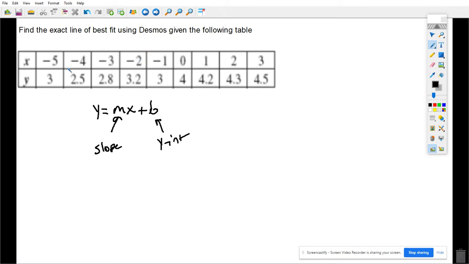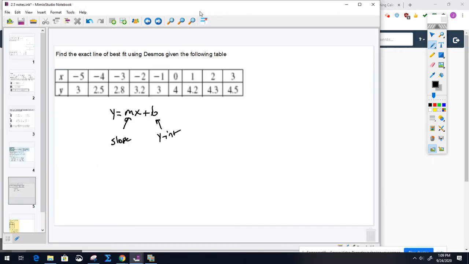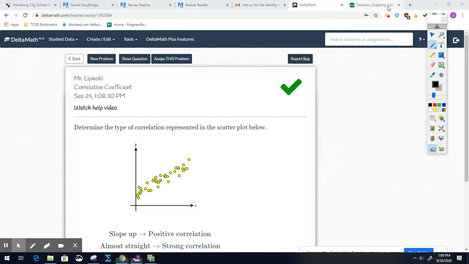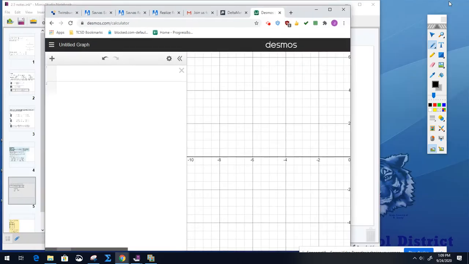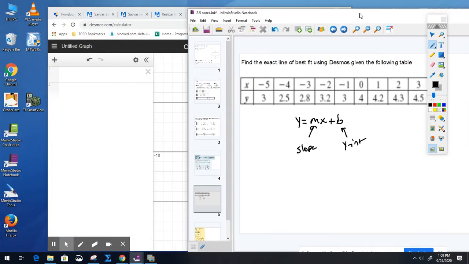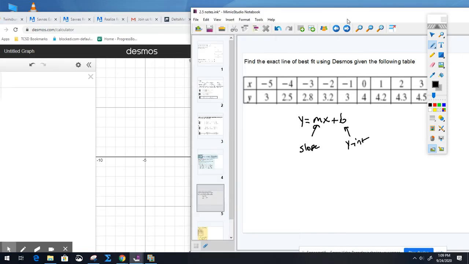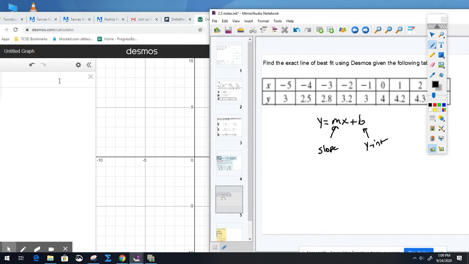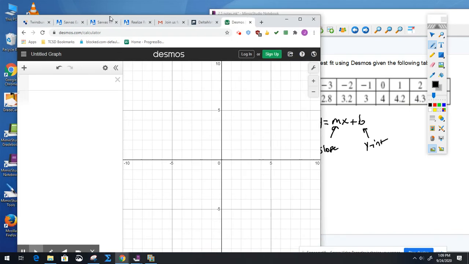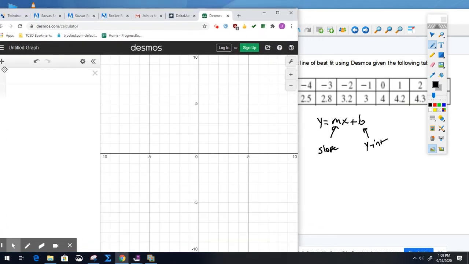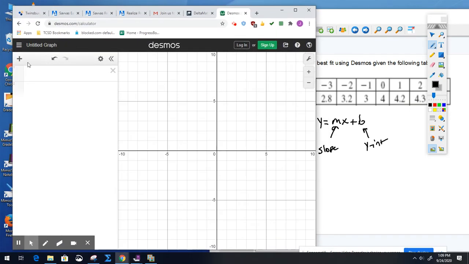Okay, so again, I would write this chart down, and I'm going to plug all of these into Desmos. So I'm going to go to Desmos, and I'm going to try to split my screen here so you can see what I'm doing and I can see the table of values. In Desmos, I need to fill in a blank chart. To get a blank chart, I'm going to hit this plus sign right here. Then the table, I'm going to hit the table button.